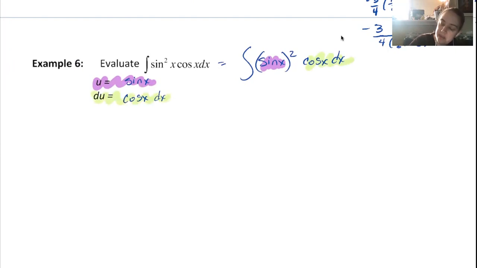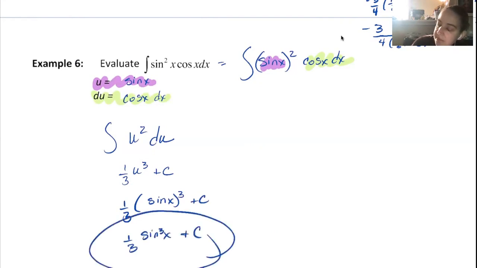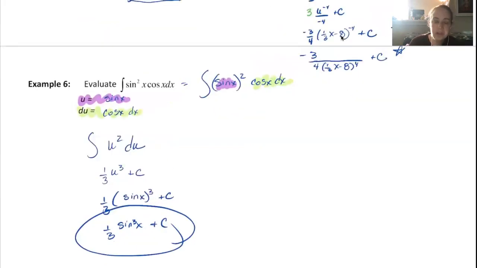So when we write this, it's u squared du. And I didn't have to balance anything out. So the antiderivative of u squared would be 1/3 u cubed plus c. And in place of the u goes sine of x cubed plus c. Maybe something like that. There you go. So u substitution, not too bad.